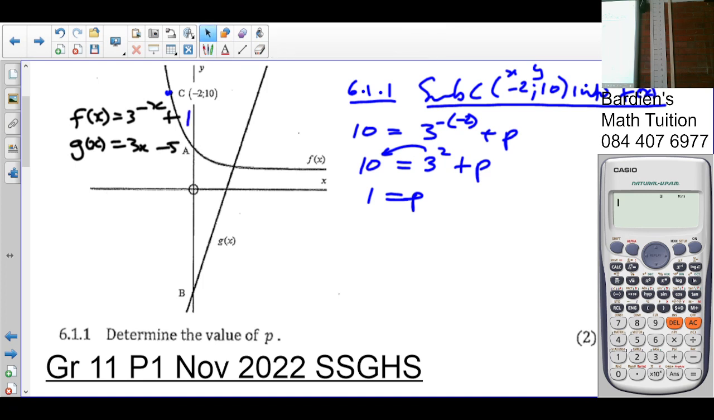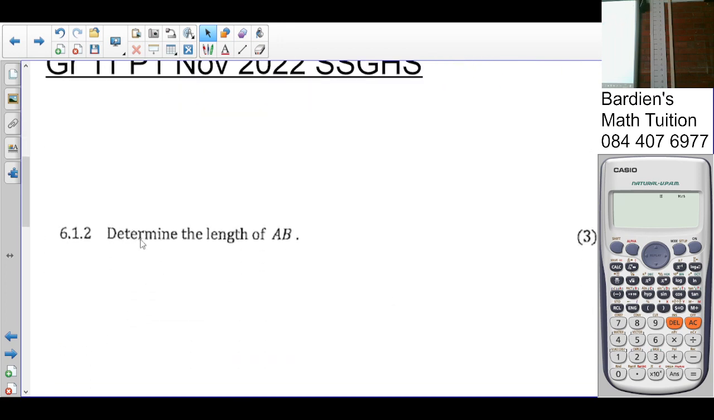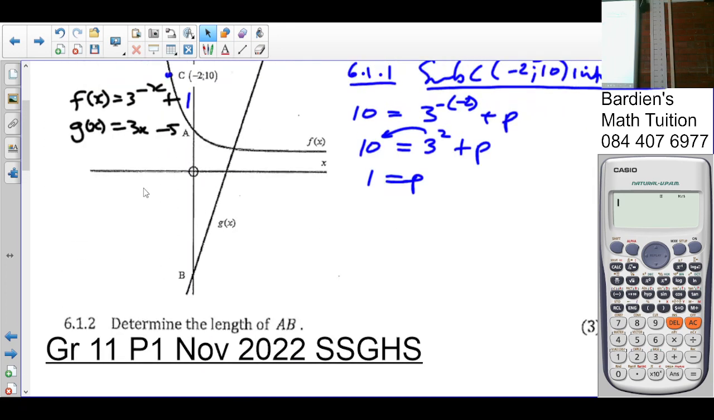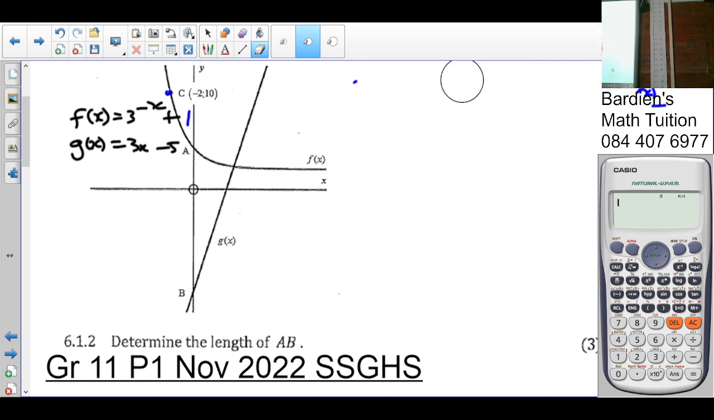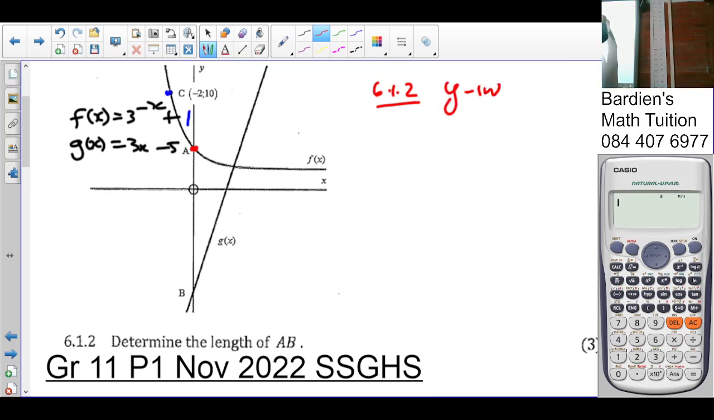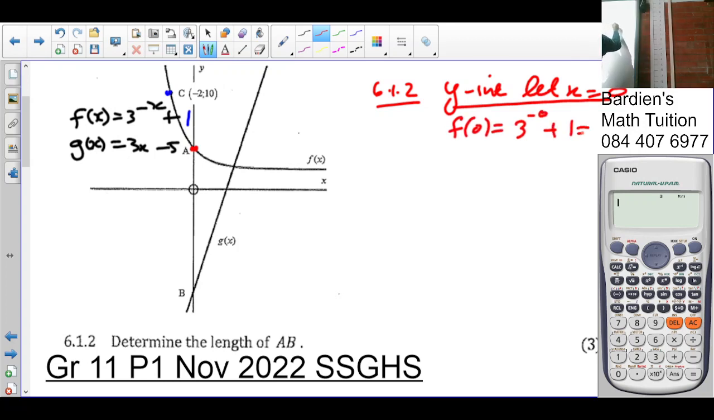The next question is 6.1.2. We are told to determine the length of AB. In order to determine the length of AB, as you can see, A is the y-intercept of your exponential graph. For the y-intercept, what do we do? We let x equal 0. Since it's on f, f of 0 is equal to 3 to the negative 0 plus 1, which is 2. So the coordinates of A are (0; 2).